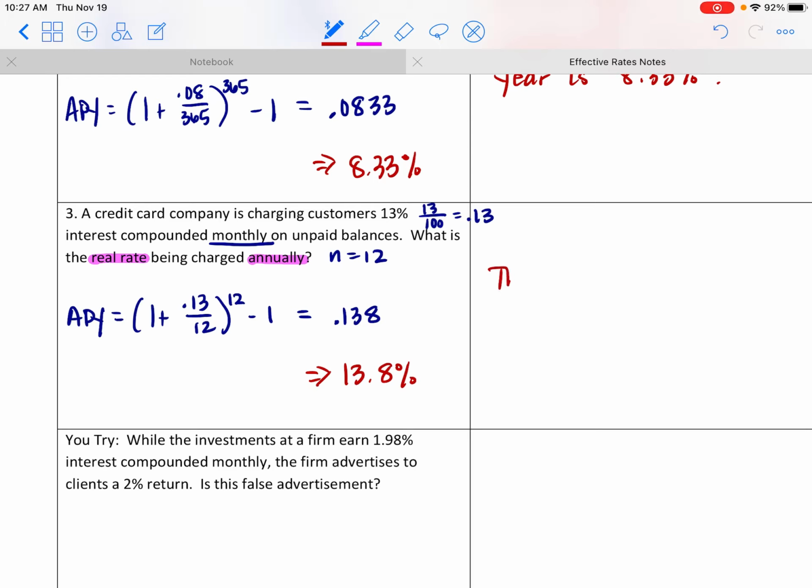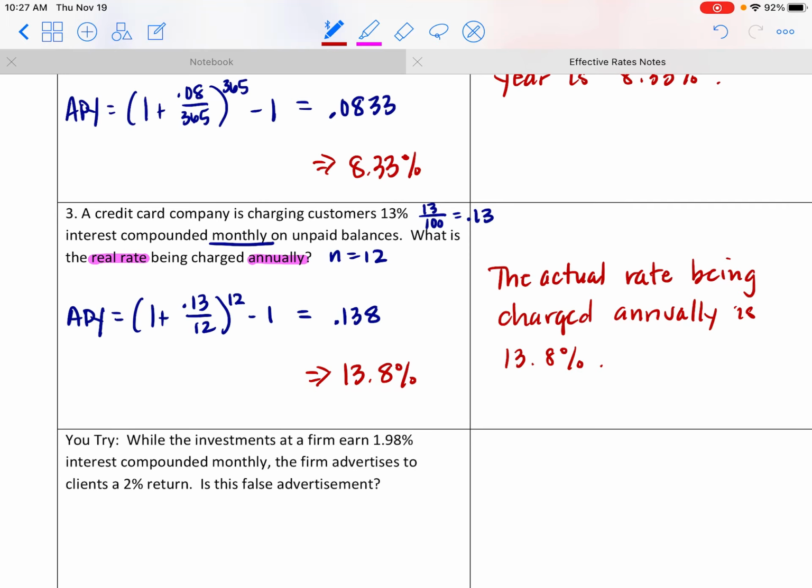So the actual rate being charged annually is 13.8%. It's bogus, right? Okay.